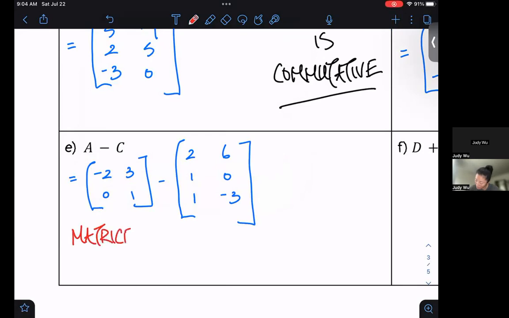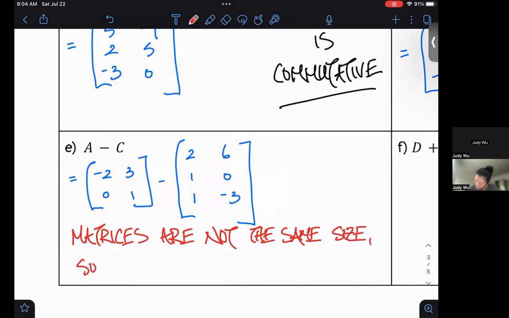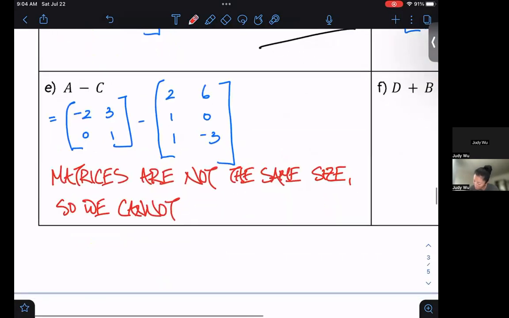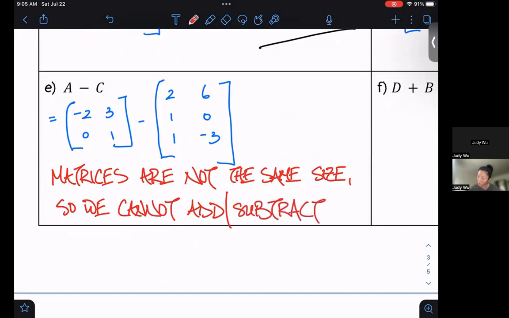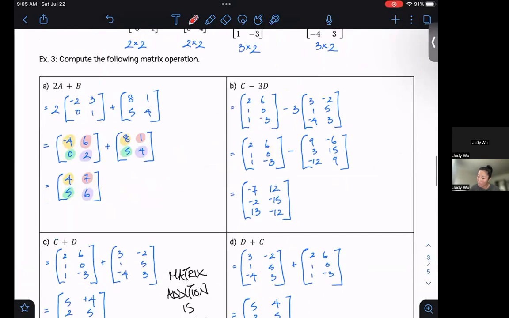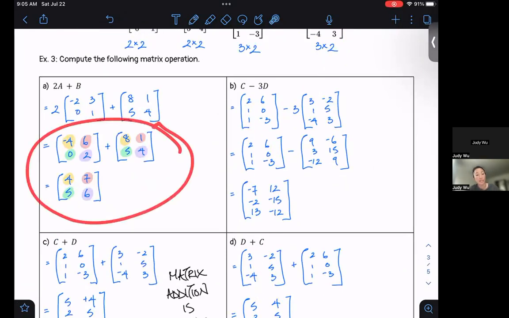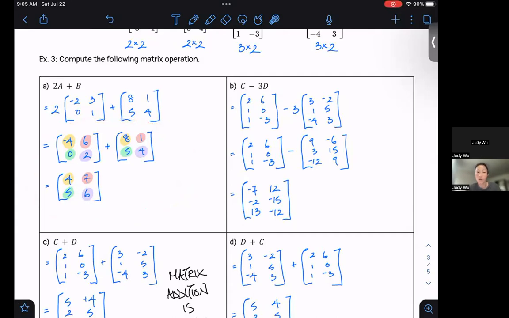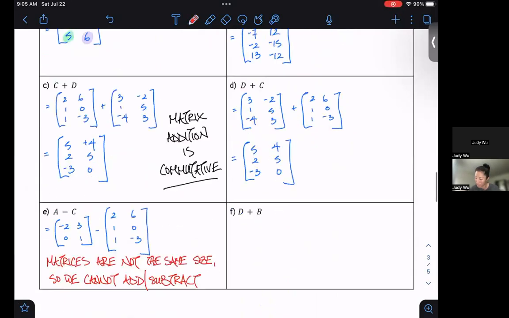Matrices are not the same size, so we cannot add or subtract. So in order for us to add or subtract, we need to be able to do exactly like we did in A, which is that everything should color code exactly from one to the other. And if there's some extra ones or fewer ones, then it turns out we can't add or subtract them, okay?